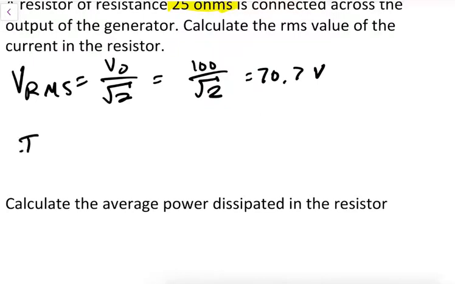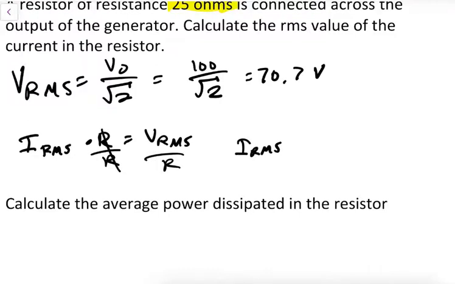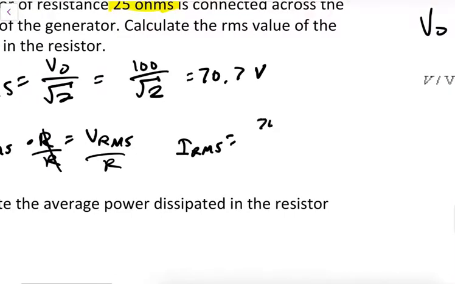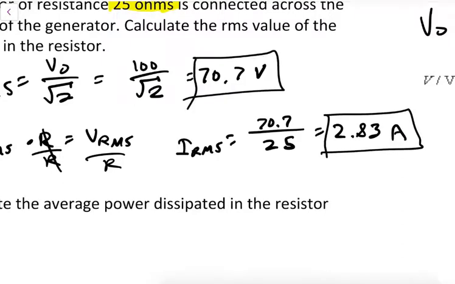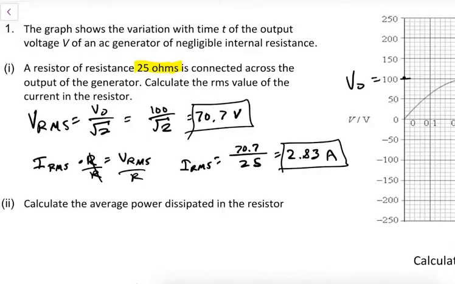So my I RMS times my R is equal to my V RMS. This is just V equals IR, and so I can find I RMS by dividing both sides by R. I get I RMS is equal to my V RMS, so 70.7 divided by 25, and that gives me an I RMS of 2.83 amps. So I've got my I RMS and I've got my V RMS, and I've answered the first question.